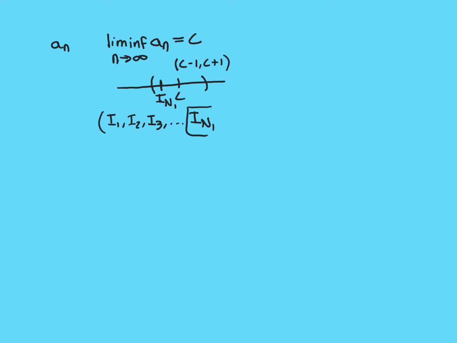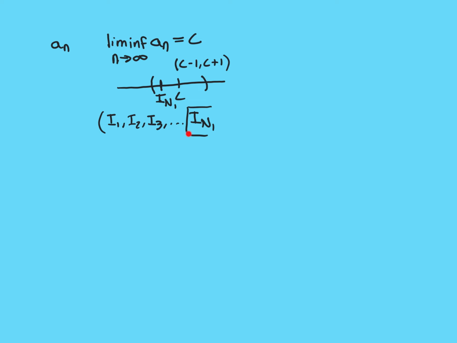So the strategy is going to be the same. We're going to take progressively smaller intervals, and for the first term of our subsequence we'll start with an interval of radius 1, so the interval L minus 1 to L plus 1. So we now go to the fact that the limit inferior exists, and that means that the sequence of infimums exists and converges to this value L.